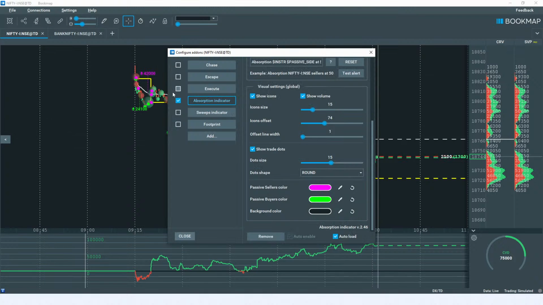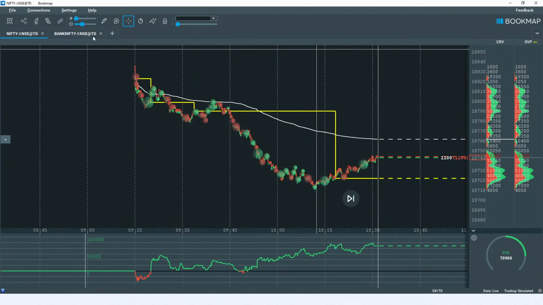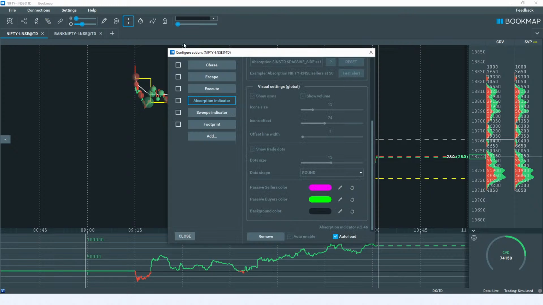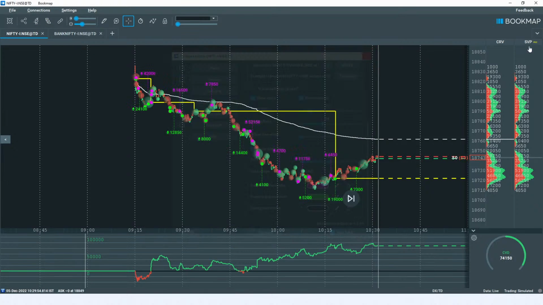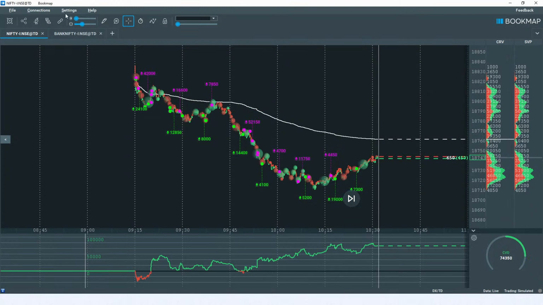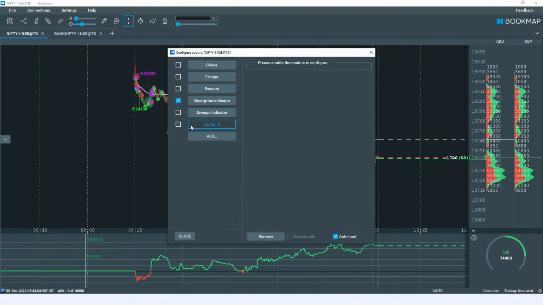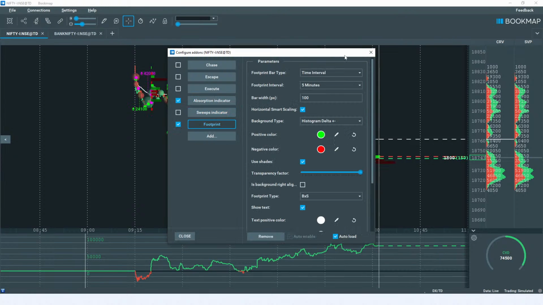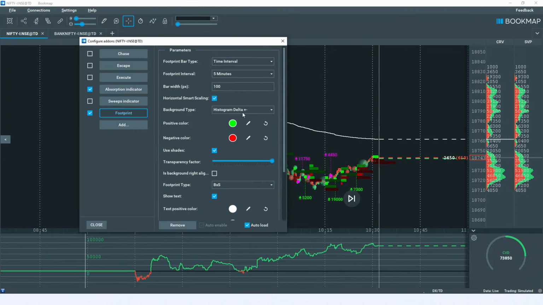Okay, let me disable everything. The absorption indicator, let me keep that, no problem, and I will disable the point of control. And in this, if I add the footprint, okay, footprint. There are so many settings. I request you to watch our previous session on footprint charts. I have explained the very basic part over there.